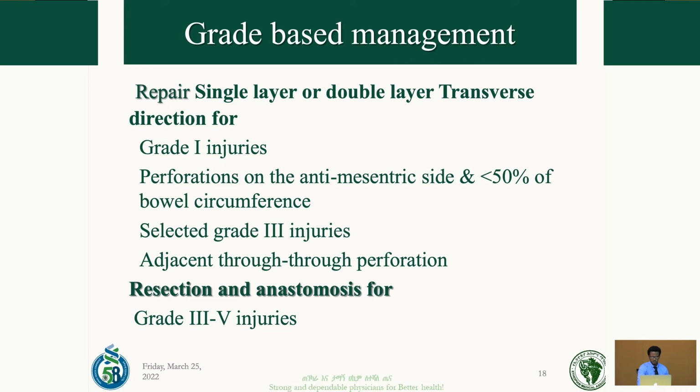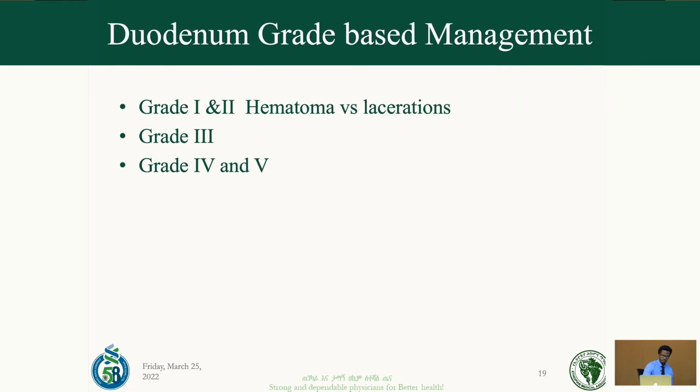For destructive injuries, grade 3 to 5, the preferred approach is resection and anastomosis. Duodenal injury is a bit different from other small bowel injuries because it is a physiologically high pressure area, and anatomically it has connections to different structures. It has drainage from the pancreas, the common bile duct, and the stomach. So it is physiologically a high pressure area, and anatomically it is a confined area. So the management is a bit different.